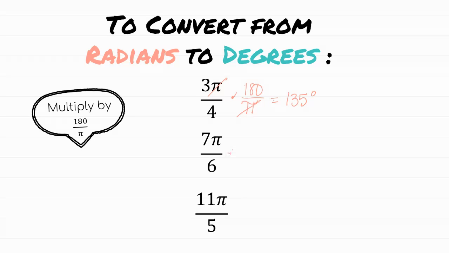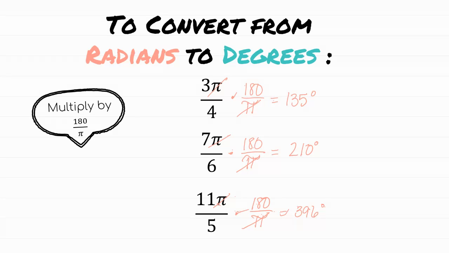We're going to do the same thing with 7 pi over 6. We're going to multiply by 180 over pi. I'm going to immediately cancel out my pi's, and then I'm just going to multiply 7/6 times 180, and I get 210 degrees. Same thing on the last one. Let's multiply by 180 over pi. The pi's cancel, and I'm going to multiply 11/5 times 180, and I get 396 degrees. There we go.